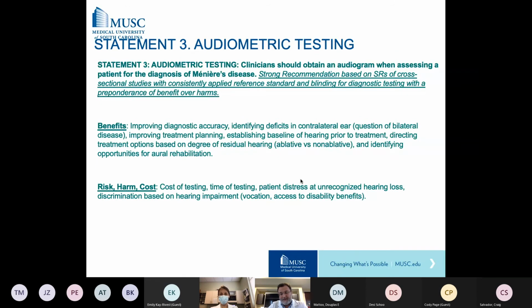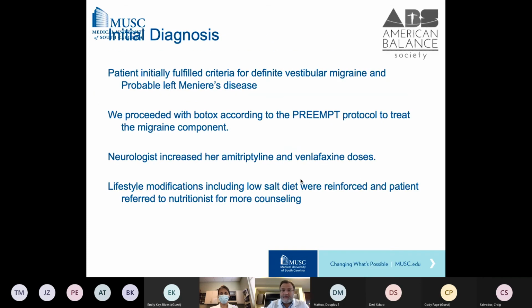Audiometric testing should be obtained when assessing a patient for the diagnosis of Meniere's disease. That's the single most important diagnostic test we have for this. Unfortunately, so far, there's no other gold standard. So at initial diagnosis, she fulfilled criteria for definite vestibular migraine, probable Meniere's disease of the left ear.